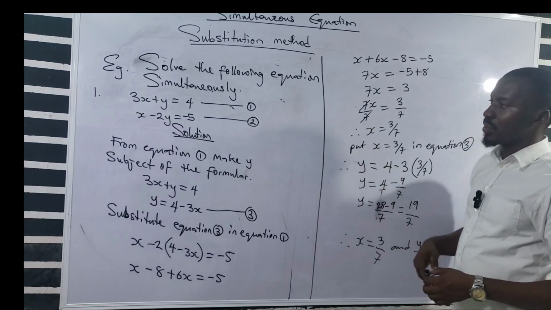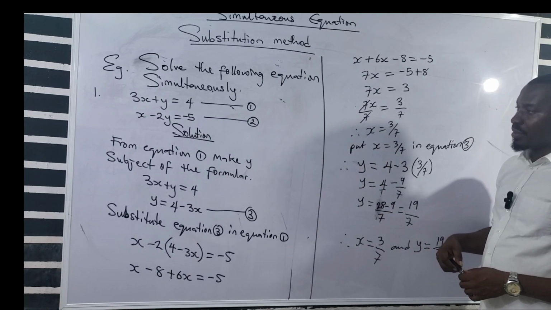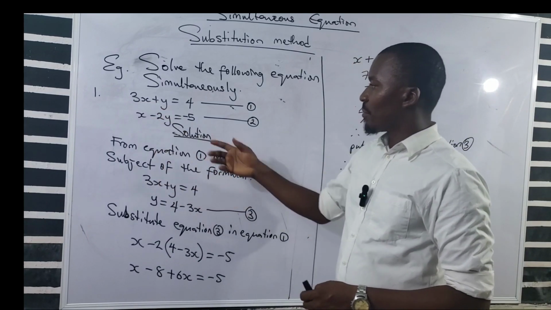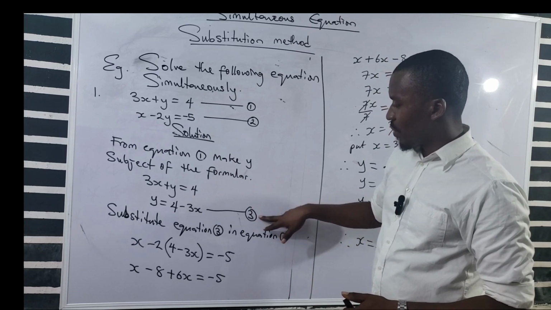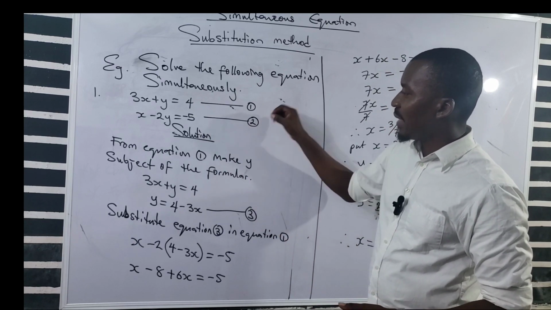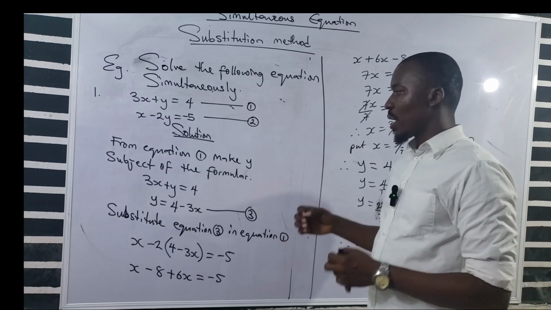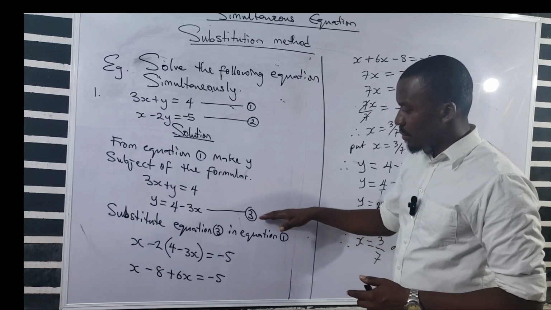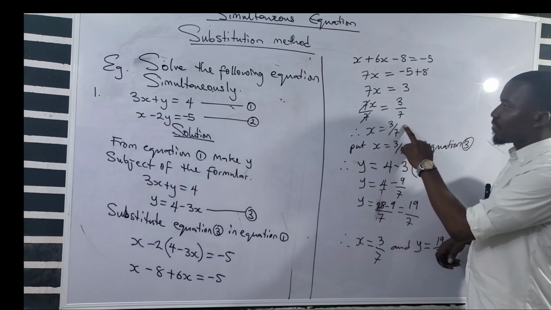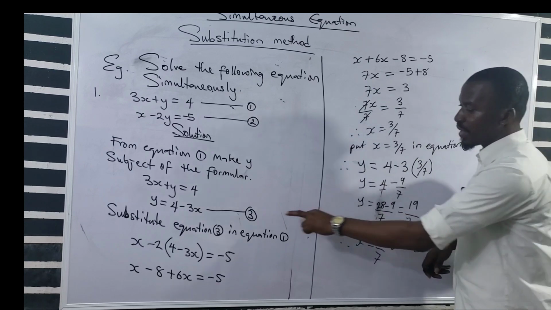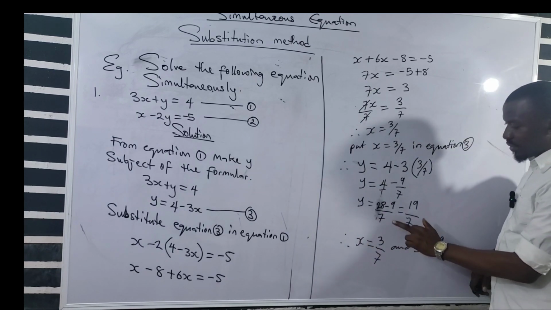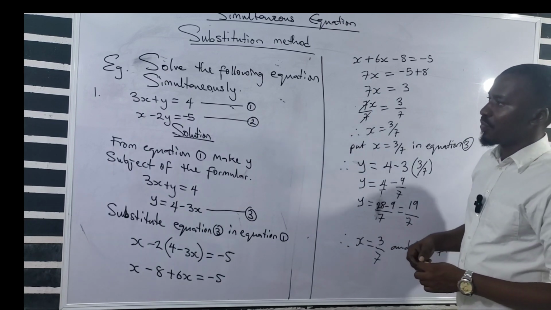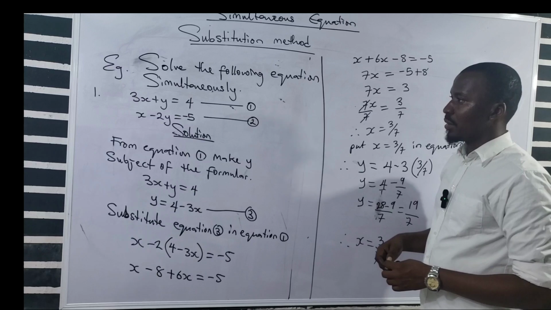You will notice that it's going to take the same steps. Okay, that is making one of the variables subject of the formula to get equation 3. Now pick it and put it in the other equation, not the equation you got it from. So you have to put it in the other equation. Then you now solve for one variable. When you have gotten the answer for one variable, you put it back in equation 3 to get the answer of the second variable. Okay, so let us solve a second example for that and see how it goes.